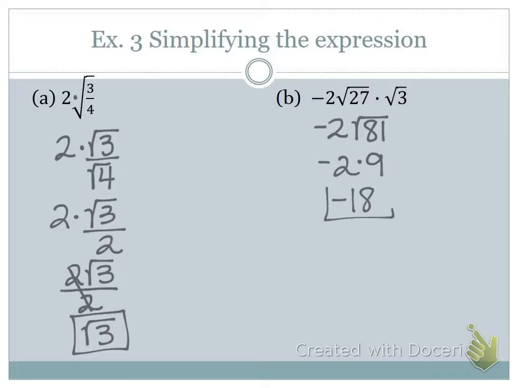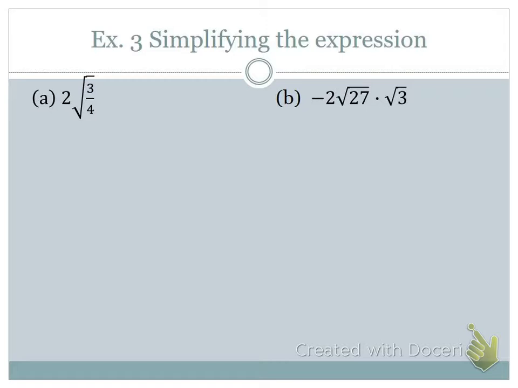Negative 18. How many of you got negative 18 as your answer? Okay. How many of you were getting there before I started working it? Okay. How many of you have questions? All right, let's look at our last one.